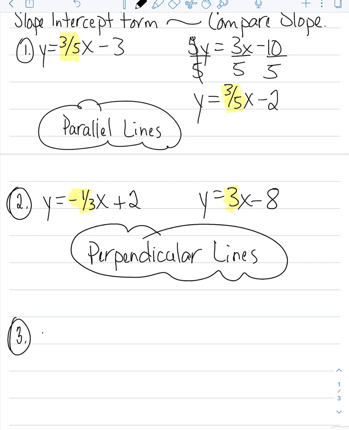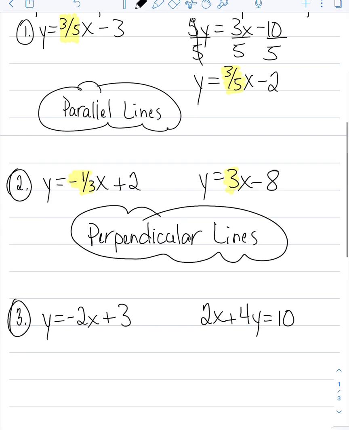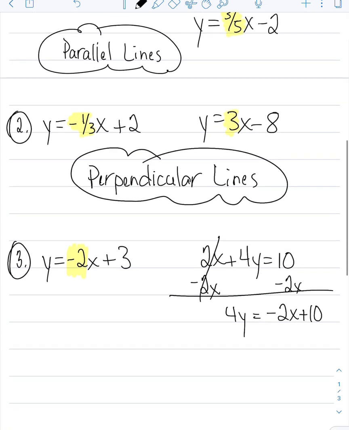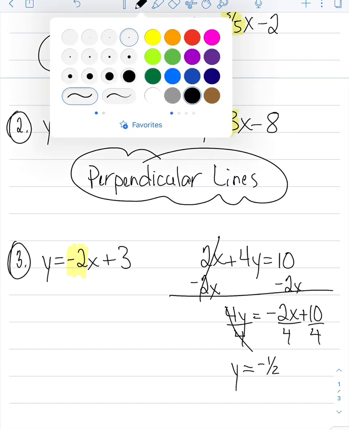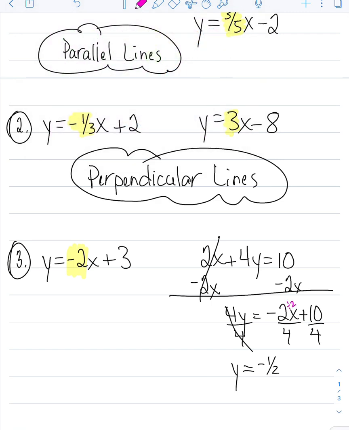Take a look at these two equations. We have y = -2x + 3 and 2x + 4y = 10. So the first one is nice. It's already in slope-intercept form, so I notice my slope is -2. But the second one, I need to change that around a little bit. So I'm going to subtract 2x from both sides. So 4y = -2x + 10. And I still need to divide everything by 4. So y equals, well, -2/4 simplifies to -1/2. Remember, because they both are divisible by 2.